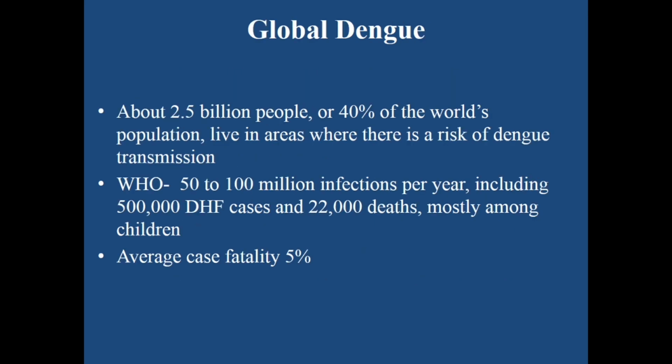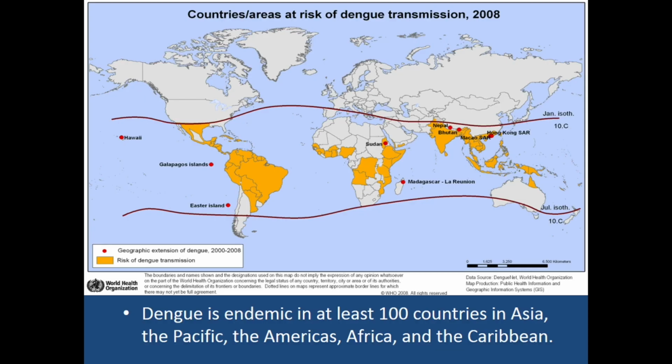About 2.5 billion people, or 40% of the world's population, live in areas where there's a risk of dengue transmission. WHO has stated that 50 to 100 million infections occur per year, including 5 lakh dengue hemorrhagic fever cases and 22,000 deaths, mostly among children, and the average case fatality in dengue is 5%. These are the countries at risk of dengue transmission, highlighted in yellow.